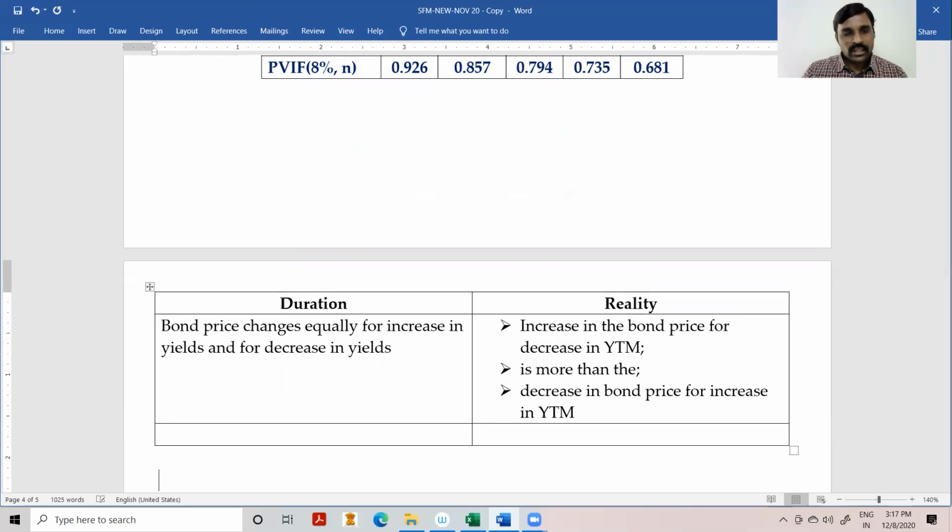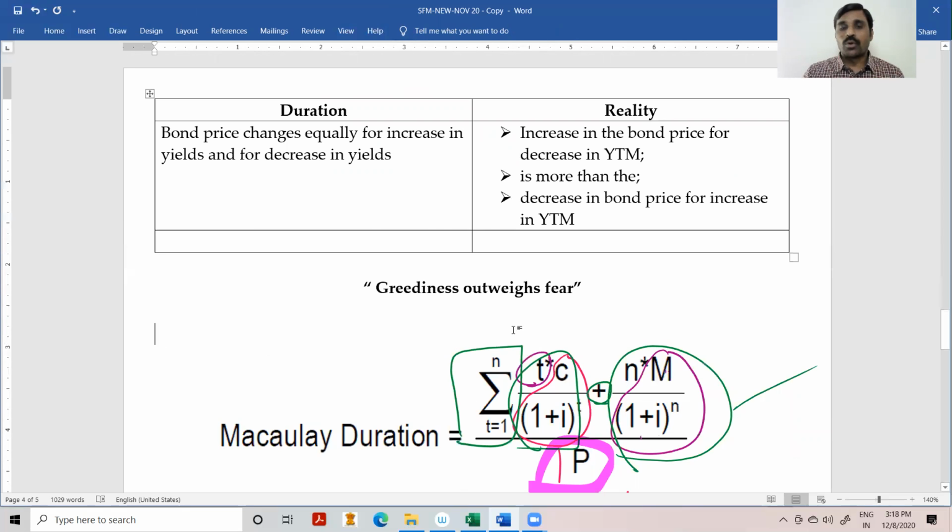Just observe it anywhere, in every aspect of human life, you can observe this point. After all, investment is also one of the activities of human beings. So in every aspect of human beings, greediness outweighs fear. Okay, greediness outweighs fear. There are 101 examples to prove that greediness outweighs fear in human tendency.